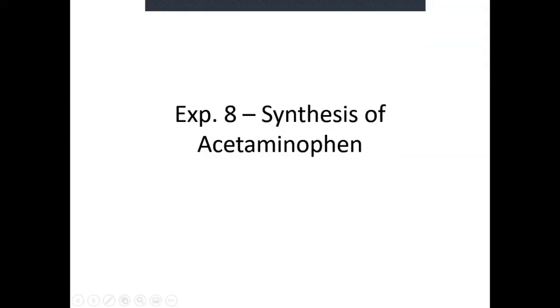So last week we talked about the synthesis of aspirin. Today we're going to talk about the synthesis of acetaminophen. Aspirin is a weak acid, and we do the esterification reaction with salicylic acid to make acetylsalicylic acid. Acetaminophen is a weak base, and you're going to see we would do a slightly different synthesis to make acetaminophen, but it's very similar to the esterification reaction we did with aspirin.